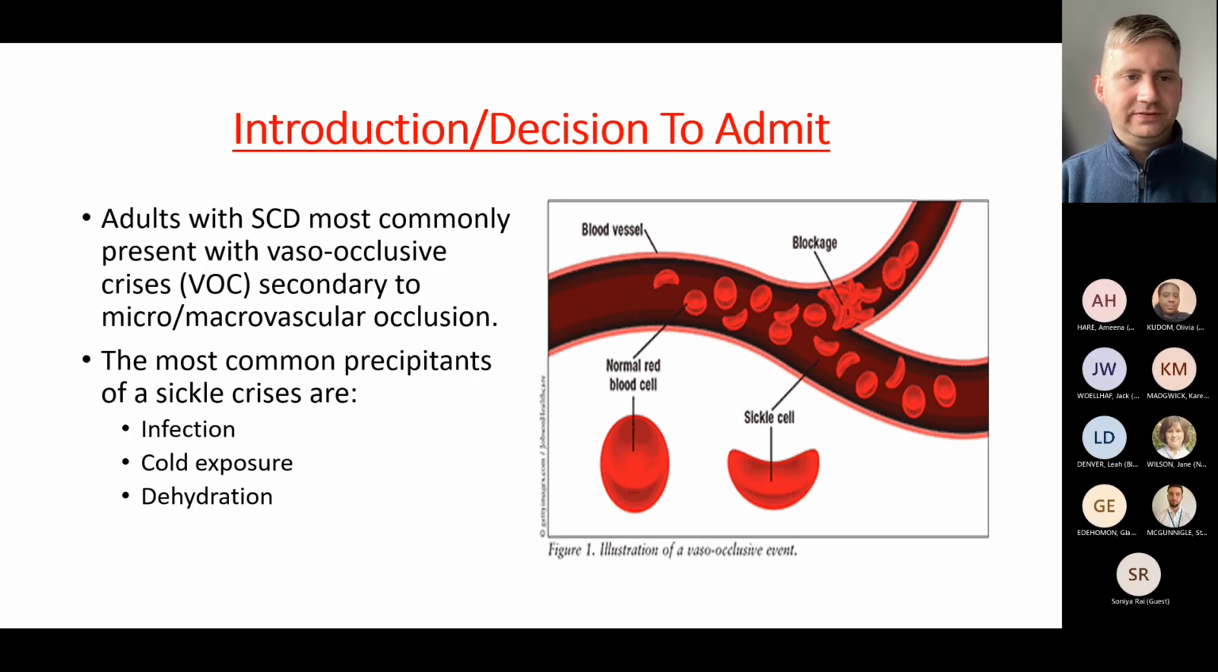So starting off, the introduction to decision to admit. Our most common presentation for people with sickle cell disease coming into hospital is due to vaso-occlusive crises. I'll very briefly talk about what that actually means. In this picture, as you can see, the normal red blood cells are able to flow freely through the blood vessels and able to pass on oxygen and oxygenate the body effectively.